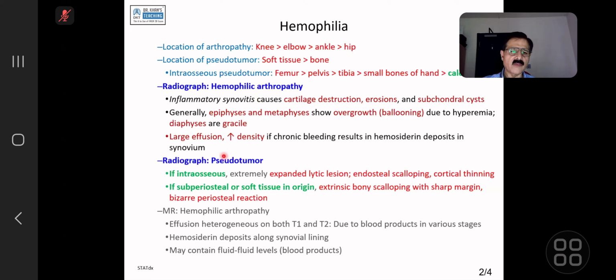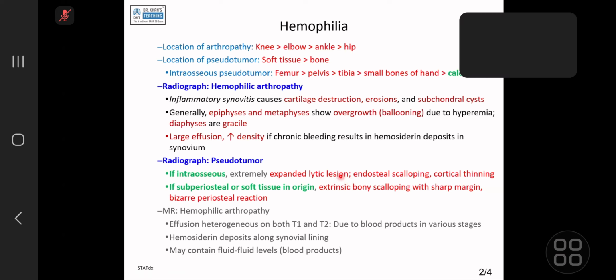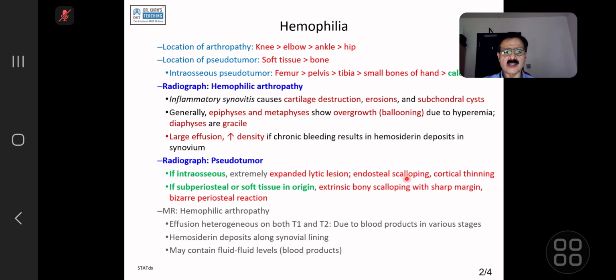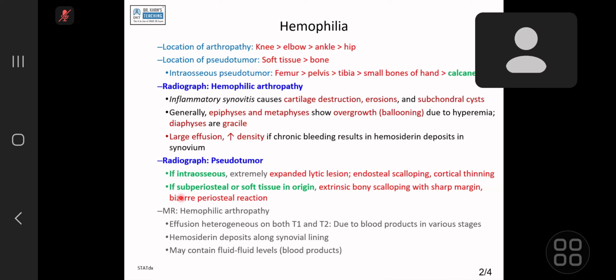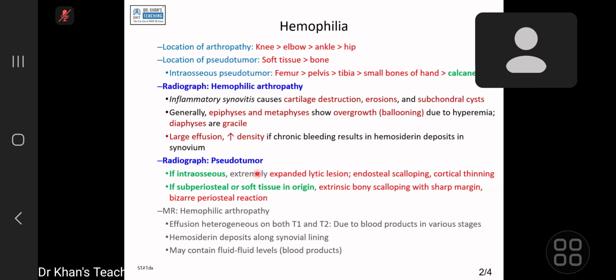On the other hand, when there are intraosseous bleeds, it will produce an expanded lytic lesion, and there will be endosteal scalloping. So where is this lesion? It is in the medullary cavity. There can be endosteal scalloping and cortical thinning. If it is in subperiosteal soft tissue, it will cause extrinsic bony scalloping, or should we use the word, periosteal bony scalloping? And it will give you a bizarre type of appearance. Once you remember it like this, you will master this. It's a very important exam case, by the way.